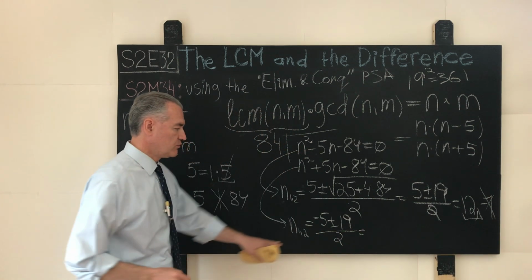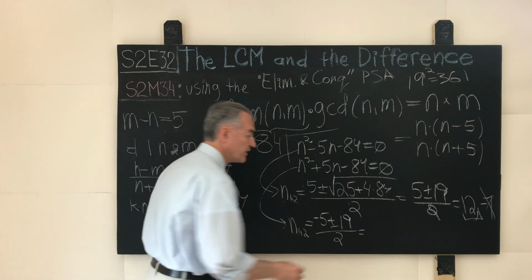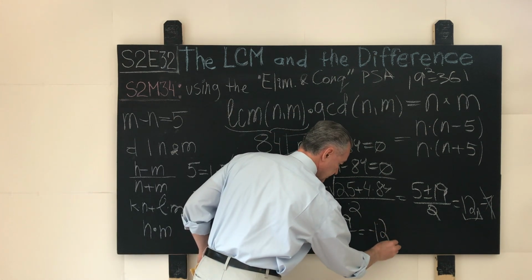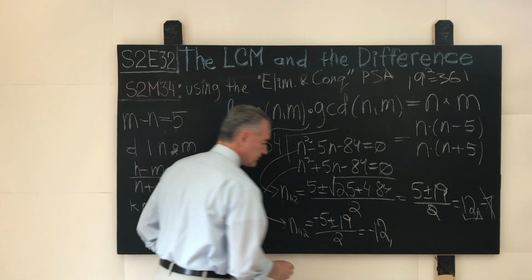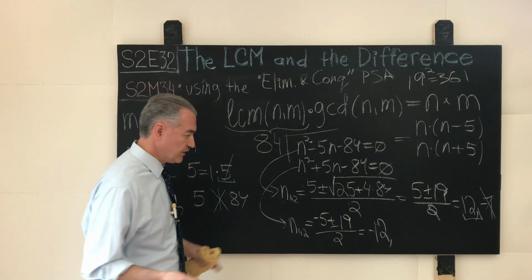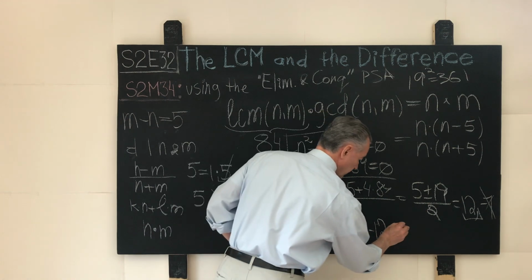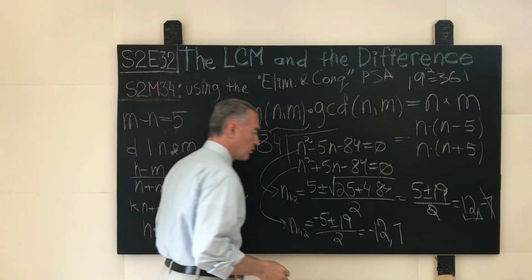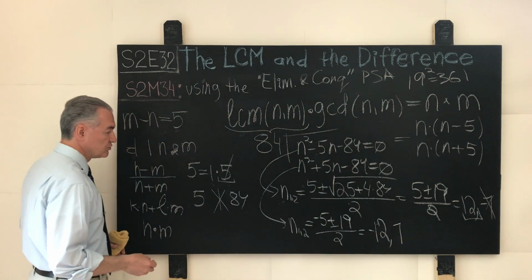And here we will have what? Negative 24 over 2, negative 12. This is eliminated. Our numbers must be positive. Negative 5 plus 19 will be positive 14 over 2, 7. So here we have two choices, 7 and 12. So now how many suspects do we have?